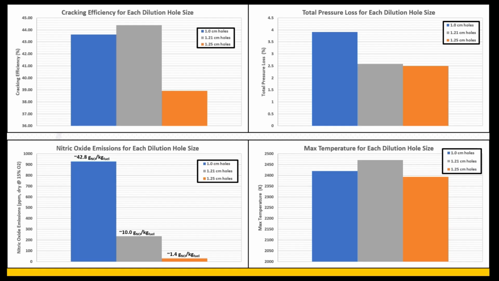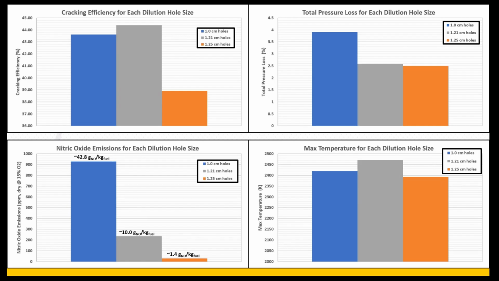The 1 centimeter case produced an order of magnitude more ppm NOx emissions than the other two cases, with the 1.25 centimeter case having the absolute lowest. And for the grams of nitric oxide per kilogram of fuel, you take the grams per second flow rate of your NOx emission, divide it by the kilograms of fuel that you're sending into the combustor, and this is the value you get. This is a commonly reported metric for jet engines.